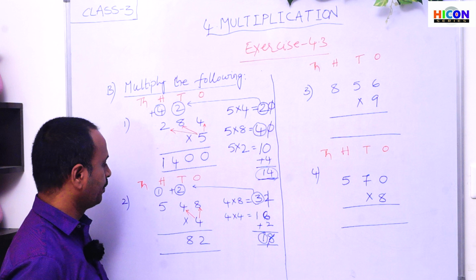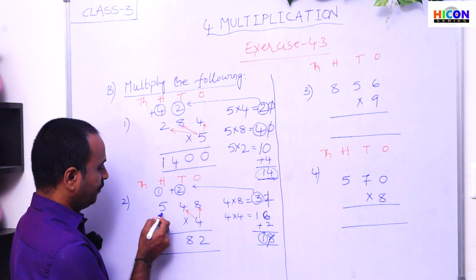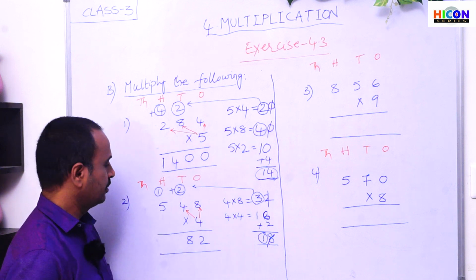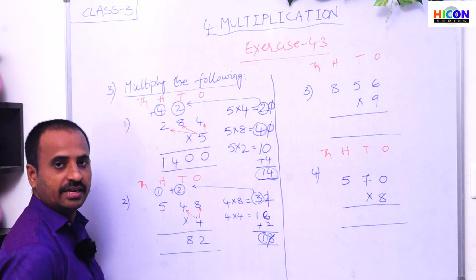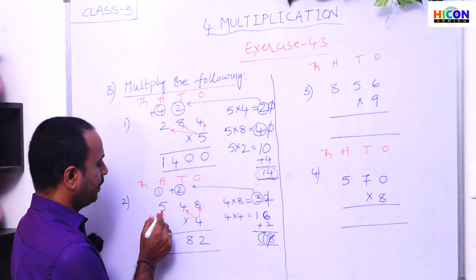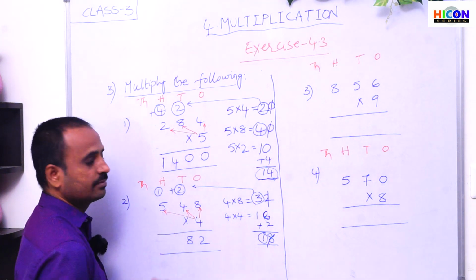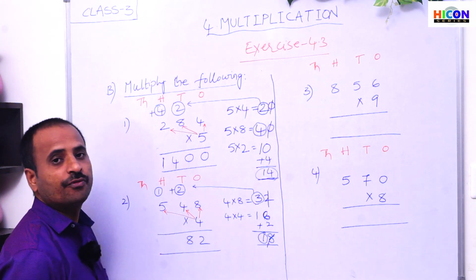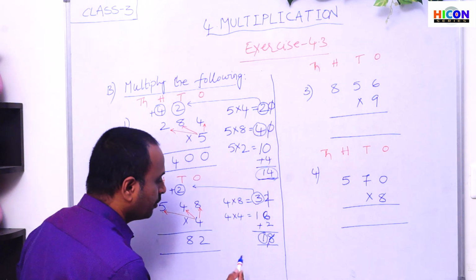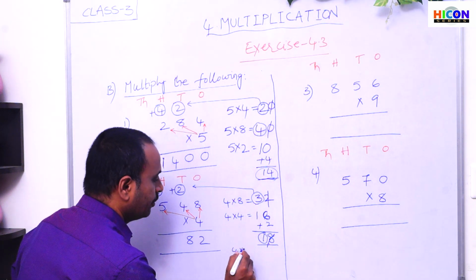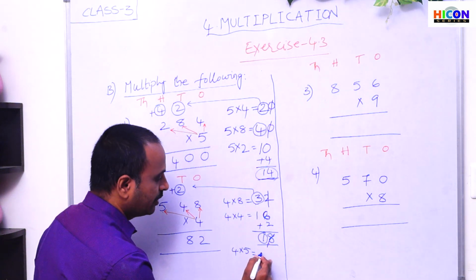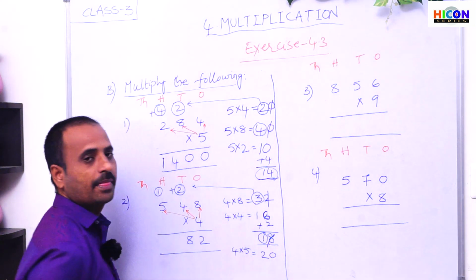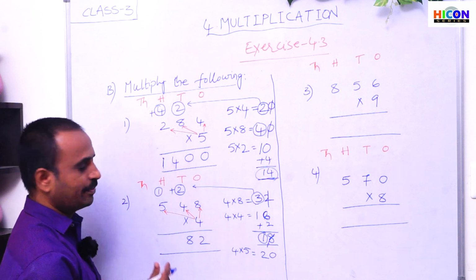So now again multiply the digit present in hundreds place with 4. What is present in hundreds place? 5 is present in hundreds place. So multiply 5 with 4. 4 5s are, children, how much? 4 5s are 20.